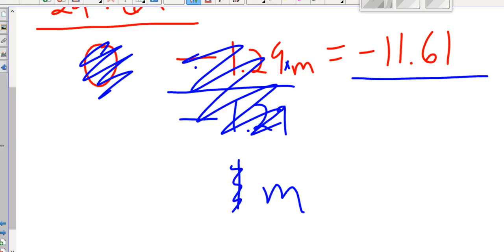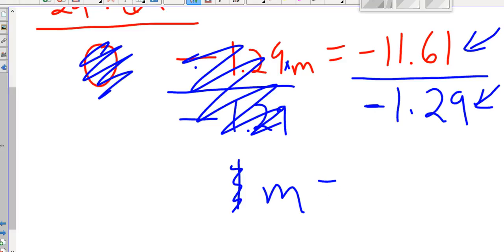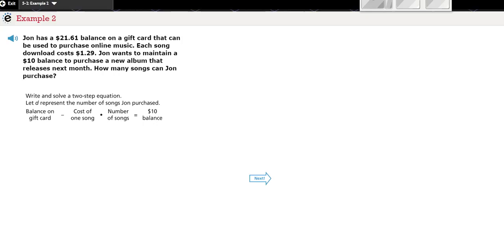But if I divide on that side, then I also have to divide on this side, and I'm going to keep that negative symbol with it. So negative $11.61 divided by negative 1.29. Taking this number and dividing by this number, I went right into my handy dandy calculator and came up with a solution of 9. And so in the end, John can buy 9 songs and still have that $10 left that he wants.